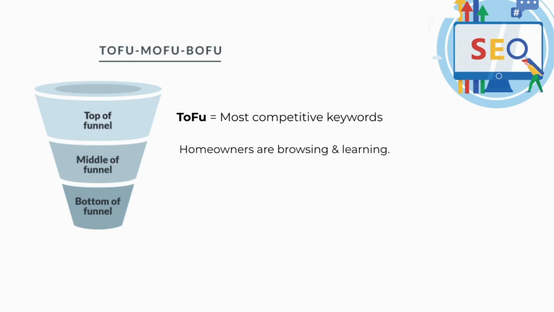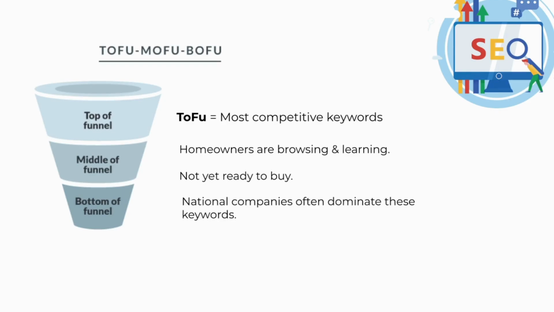At the top of the funnel, consumers or buyers are exploring their options and they're getting educated. These TOFU or top of the funnel keywords are usually the most competitive SEO search terms, and they're the most expensive PPC or paid ad keywords. As a small business, you'll never be able to outspend the national players for these TOFU keywords. You won't outspend them on the SEO front or the PPC front.